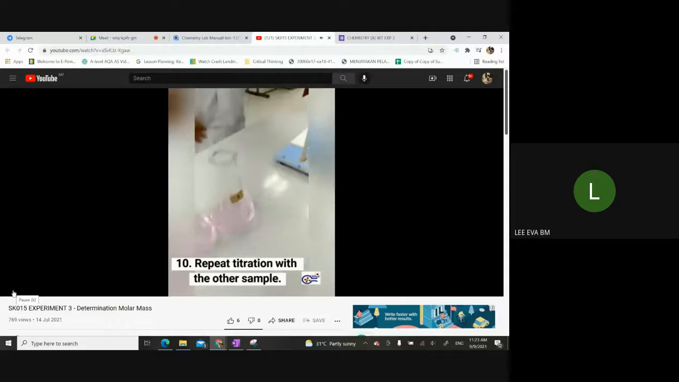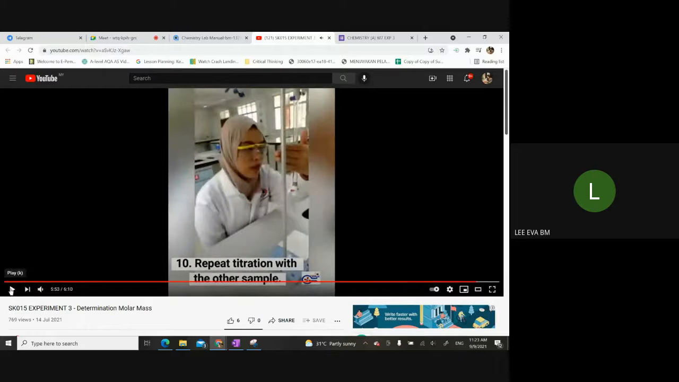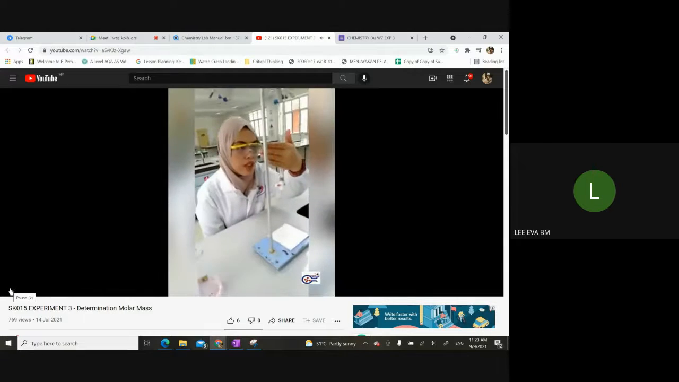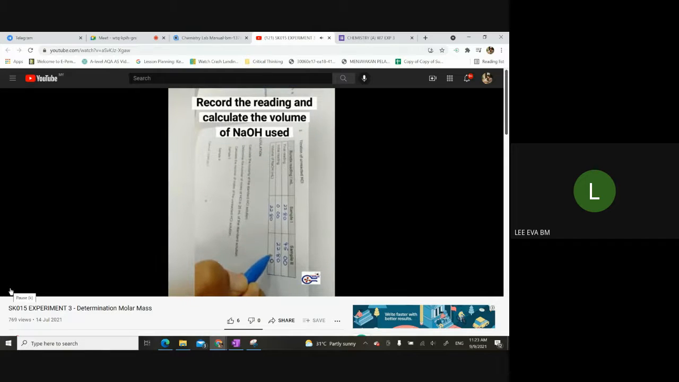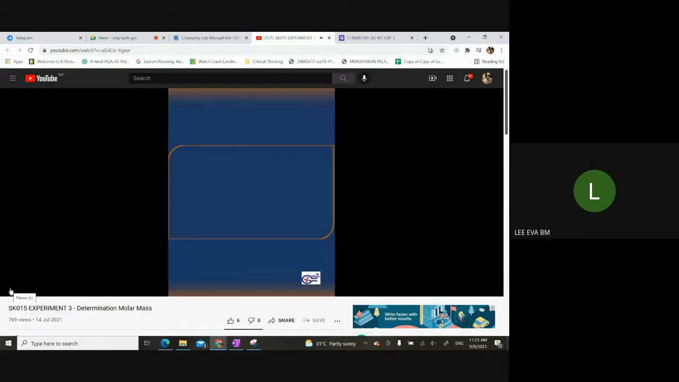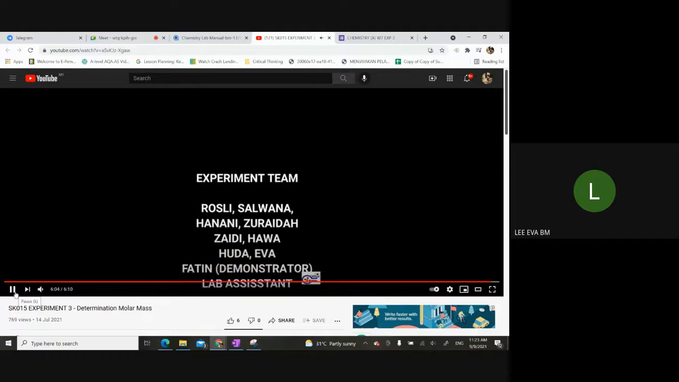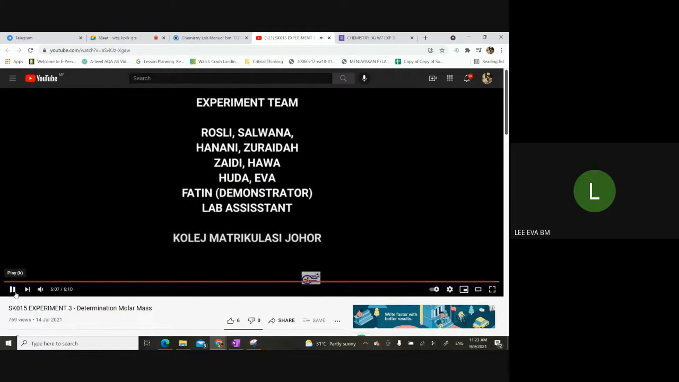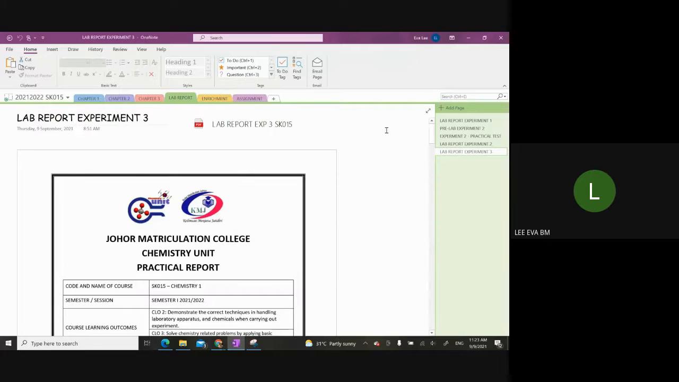Okay, so for two sample, also repeating the same thing. React with metal M, and then the remaining react with NaOH. So get the volume of your final burette reading inside your table. So this is your part experiment, and then after that we need to do calculation. For this video, you can rewatch it again and then match it back with the procedure inside your lab manual. So now Madam want to guide you how to do your lab report.